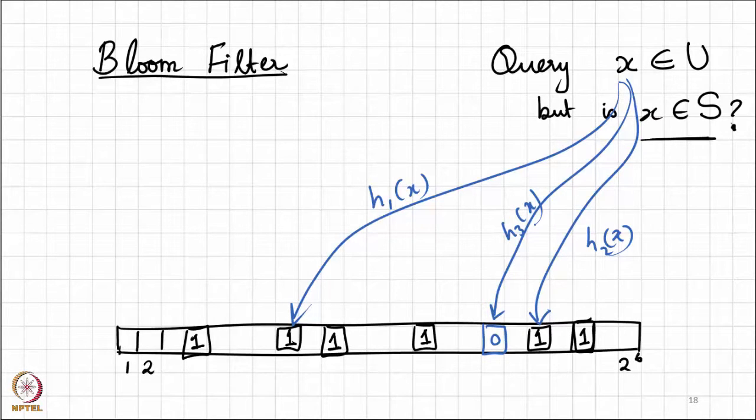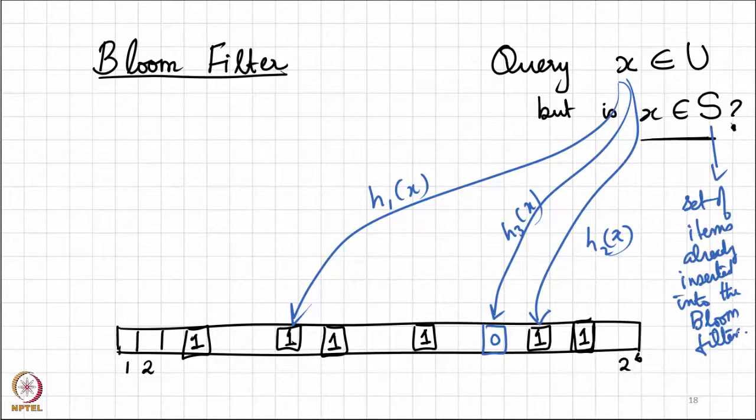And why is that? Because had x already been inserted, and remember S is the set of items already inserted into the Bloom filter, when h3 of x leads to a 0 bit, then we know for sure that this particular x value is not in S, because had it been inserted, this location would have been set to a 1. So we can immediately say, and we are 100% sure now, that x is not in the Bloom filter.